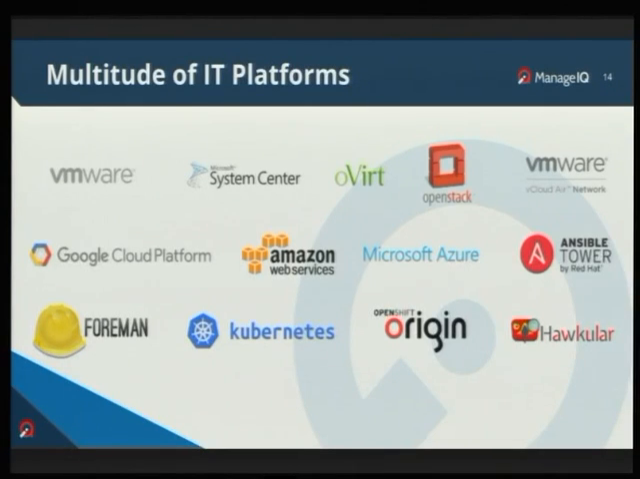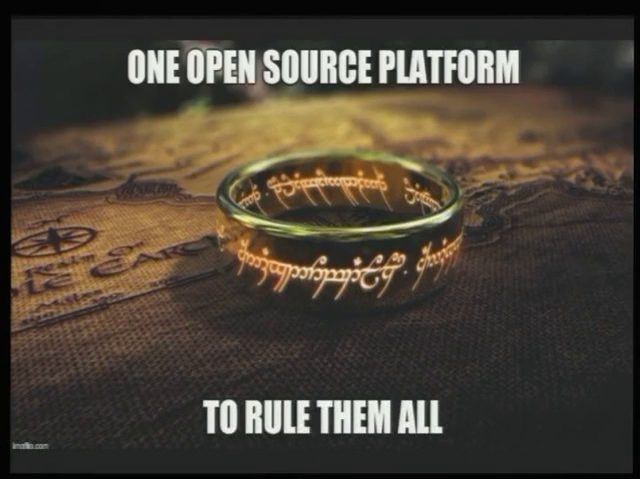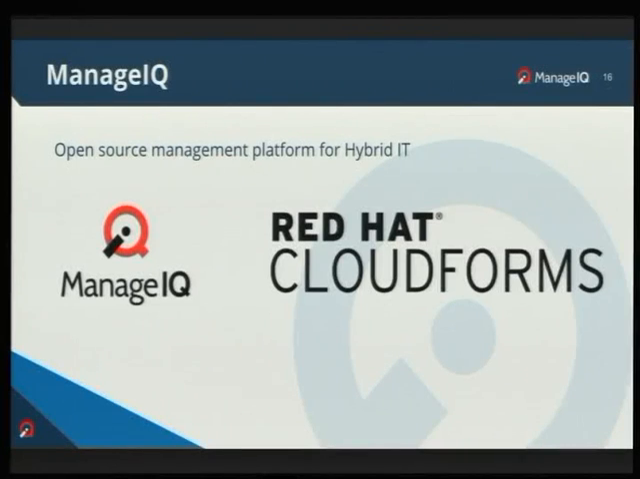So let's take a step back and talk about the role in general of an ops team today. Organizations today consume a multitude of platforms from different sources for different purposes. If you don't have one place where you can look at it all and make sense, it might be very hard to manage. And this is what ManageIQ entails. So one open source platform to rule them all. ManageIQ is an open source management platform for hybrid IT. It is the open source project that powers Red Hat CloudForms.